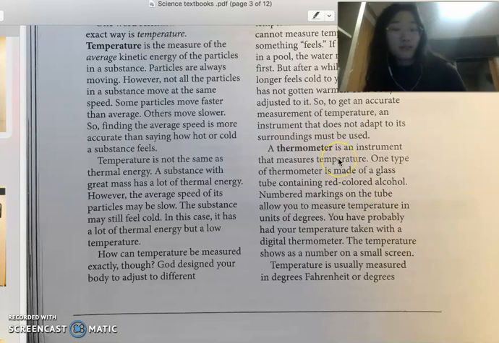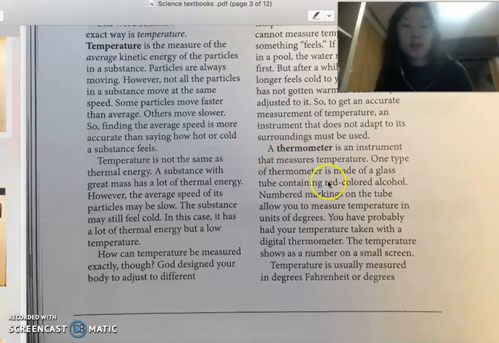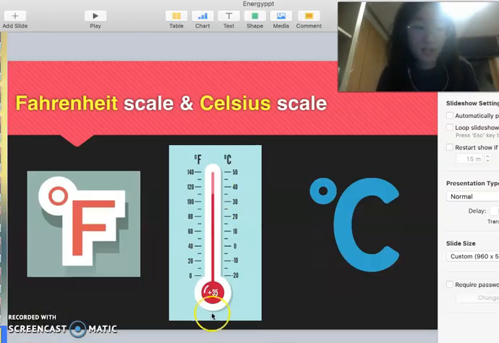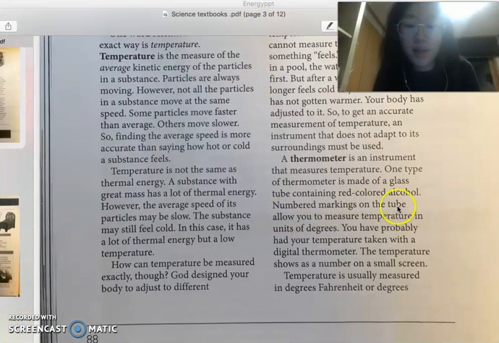So a thermometer is an instrument that measures temperature. This is a thermometer. One type of thermometer is made of a glass tube containing red-colored alcohol. So again, right here, this is what they're talking about. Numbered markings on the tube allow you to measure temperature in units of degrees.